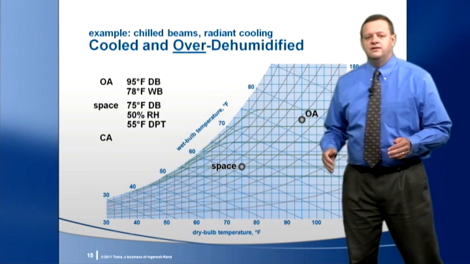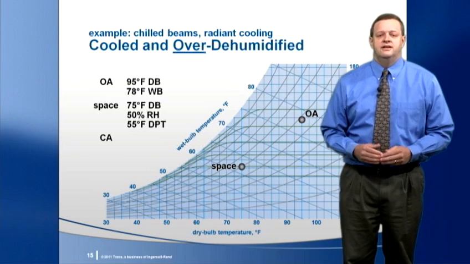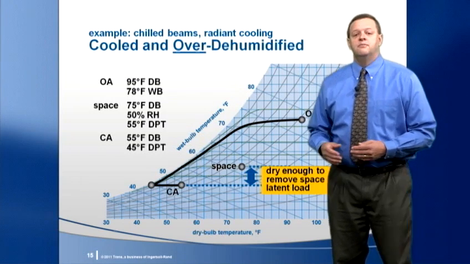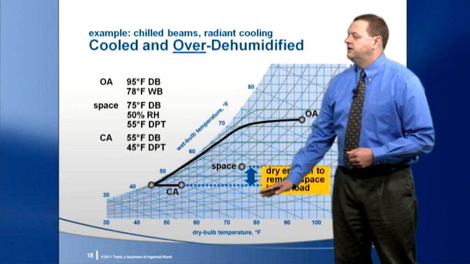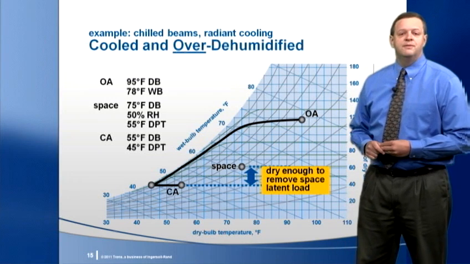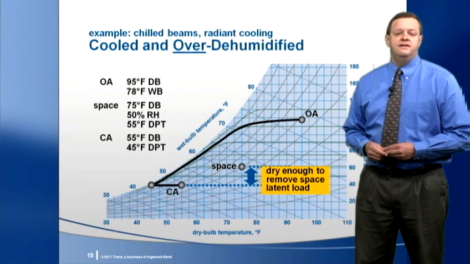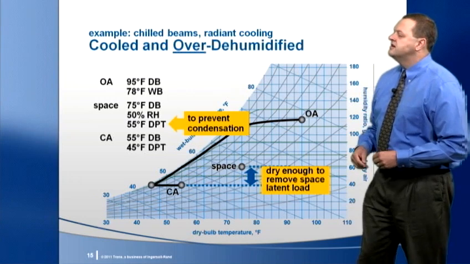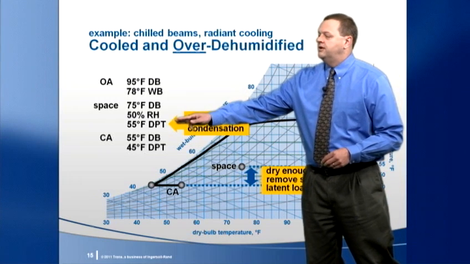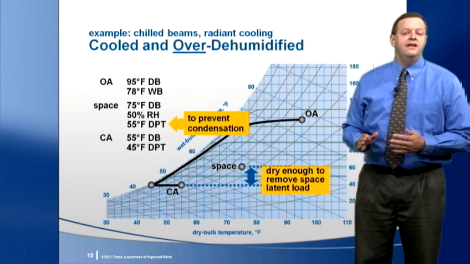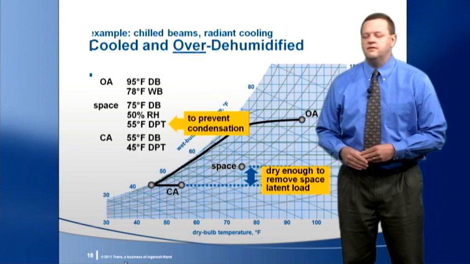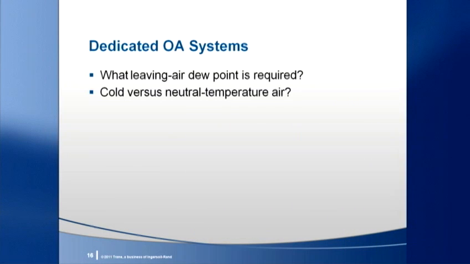Finally, some types of local equipment, such as chill beams or radiant cooling panels, cannot handle any condensation. So if this type of equipment is used, the outdoor air must be dehumidified to an even lower dew point, low enough to remove all of the space latent load, plus some margin of safety to prevent condensation from forming on this local equipment. In this case, the upper humidity limit is a 55-degree dew point. This allows water at about 58 or 60 degrees to be sent to the chill beams or radiant panels without condensation.